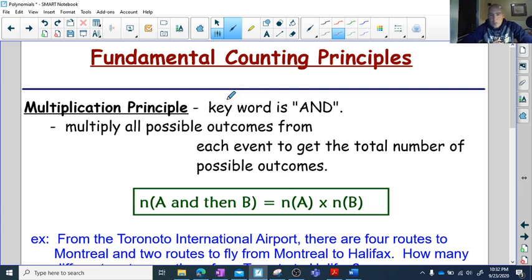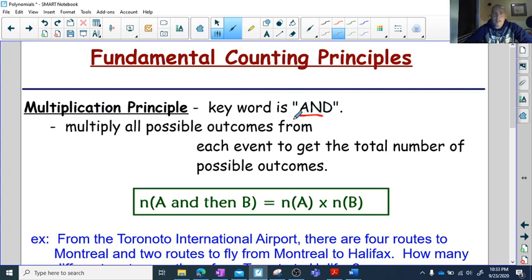All right, so we're going to start out and we're going to talk about something called the fundamental counting principle. Nice little principle to understand. It is a way to basically tally up total outcomes. So they refer to it as the multiplication principle. And the key word in this principle is the word and.